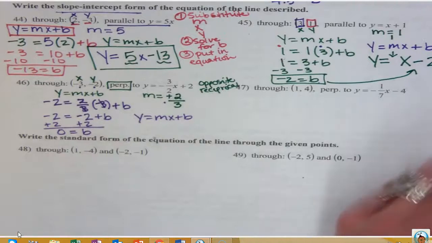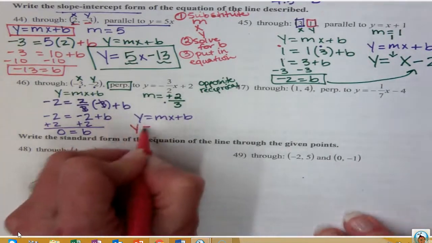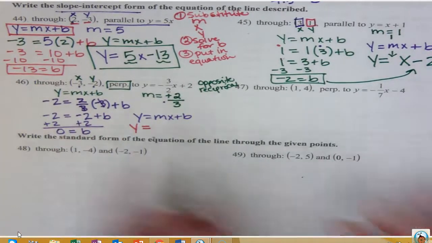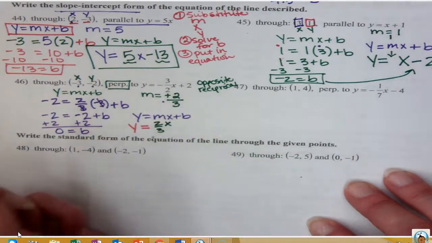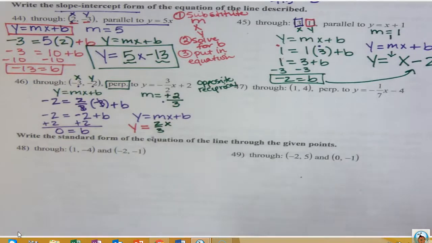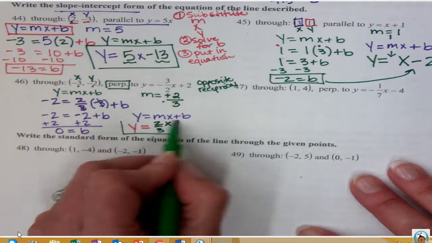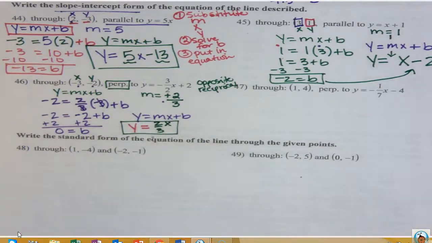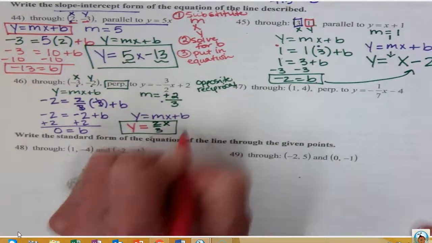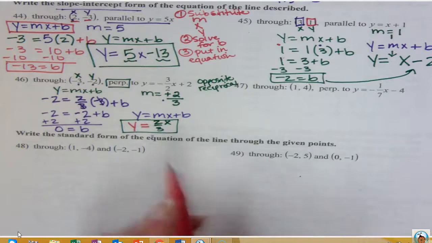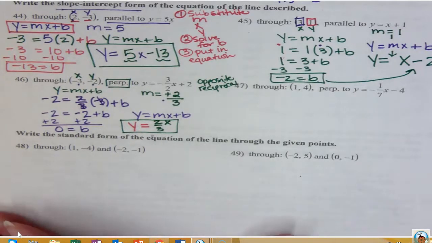I've got y equals 2/3 x plus 0. I don't even have to put that in there. That's it. Because plus 0, if I wanted to, I could add plus 0, but I'm not going to, because that's the correct form it needs to be in. Alright, next.